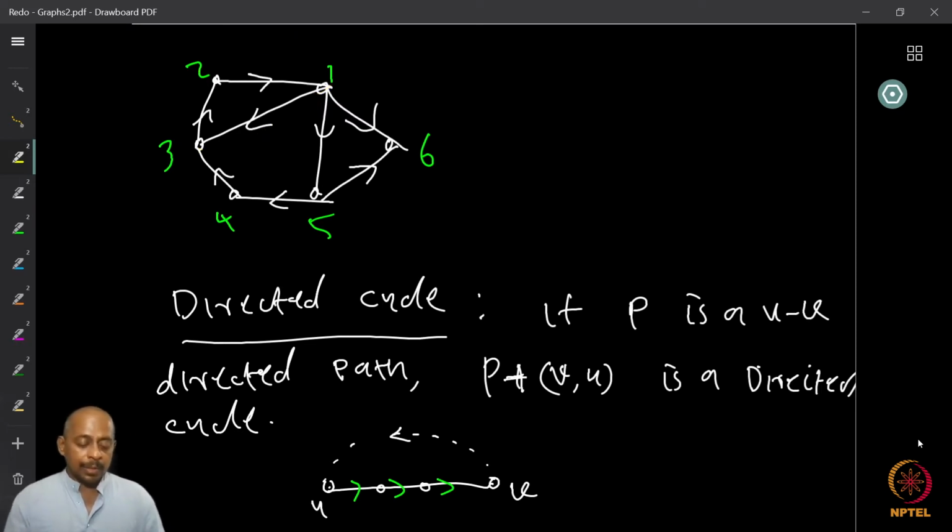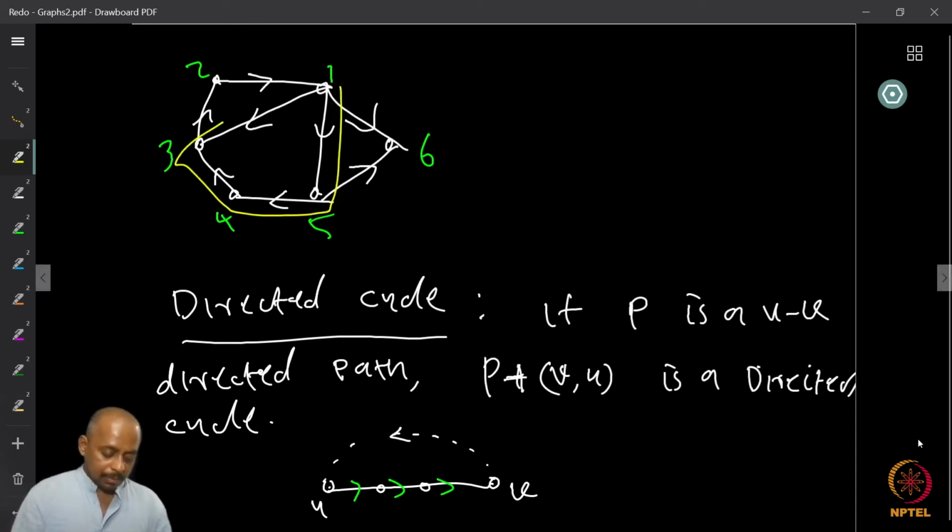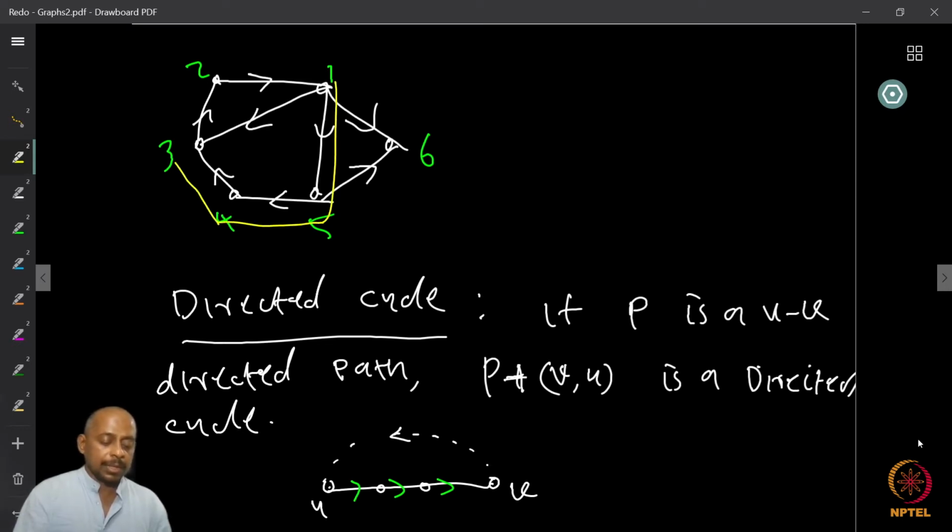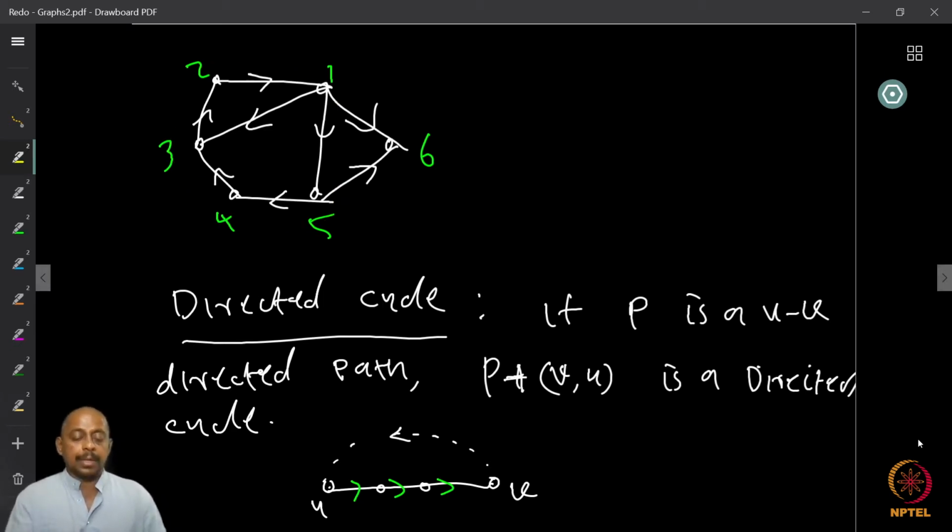And then you have 1 to 5, 5 to 4, 4 to 3, 3 to 2, 2 to 1, right? This is another directed cycle. But on the other hand, 5 to 6, 6 to 1, and 1 to 5, even though it's a cycle, it's not a directed cycle, right? It's a cycle in the undirected graph, but in a directed graph, it is not a directed cycle.